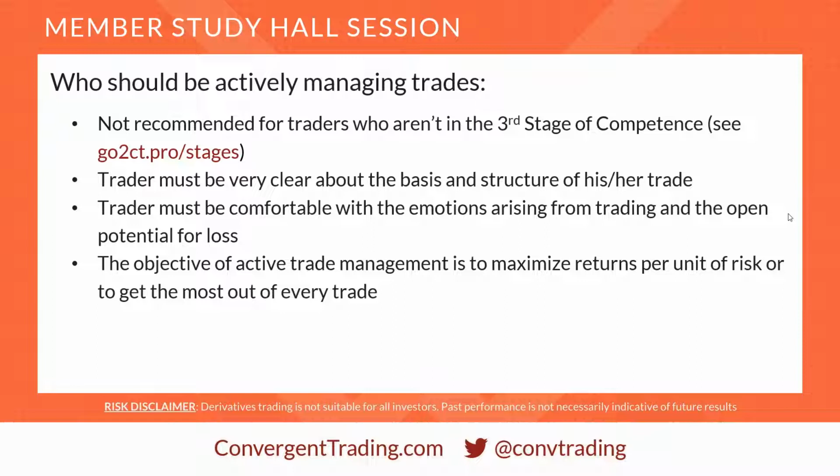The objective of active trading, trade management, is to maximize returns per unit of risk, or to get the most out of every trade, versus mechanical trade management, which is the counterpart. Mechanical trade management is what's recommended for those who don't fit the description of a third stage of competence trader, or a trader that has a process that is working for them, that they're confident in. We recommend fixed trade management, right? So you set your OCO orders, you put the trade on, and you just let the market do what it needs to do.